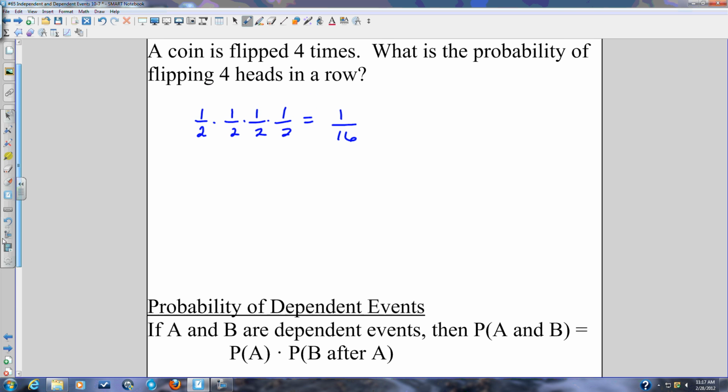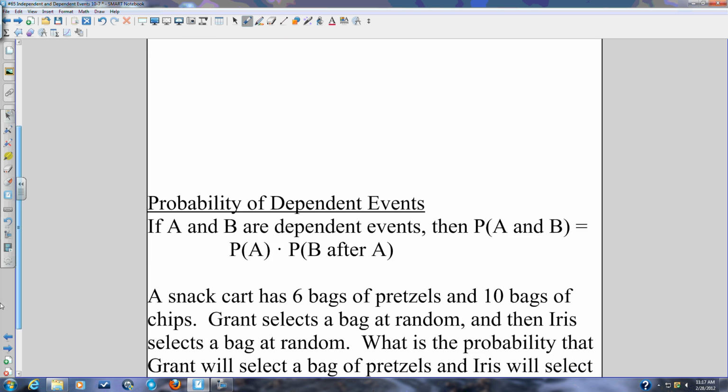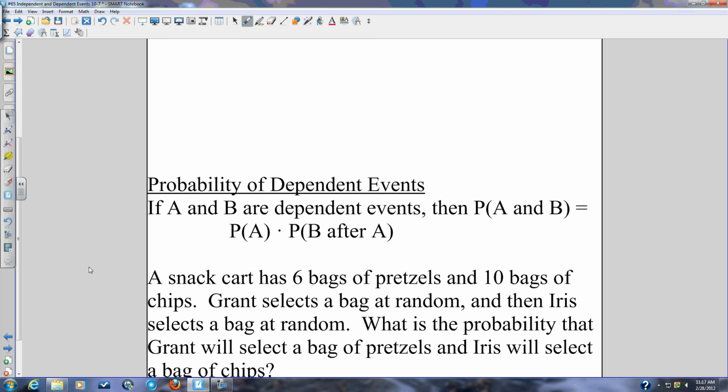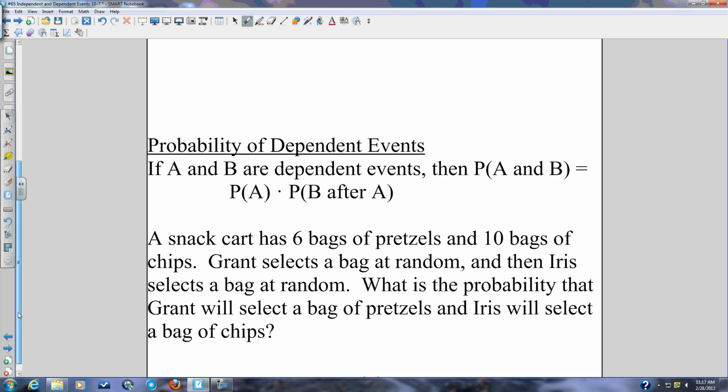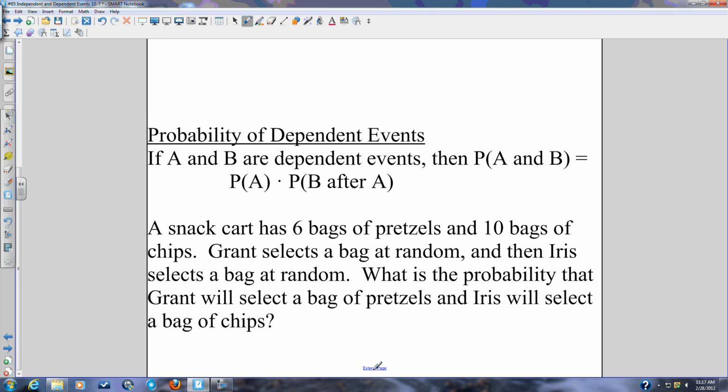Now, we're going to be talking about dependent events. The probability of a dependent event says if A and B are dependent events, then the probability of A and B occurring is equal to the probability of event A occurring times the probability of event B occurring after A has occurred. Now I know that probably sounds confusing. It'll make more sense in this example.